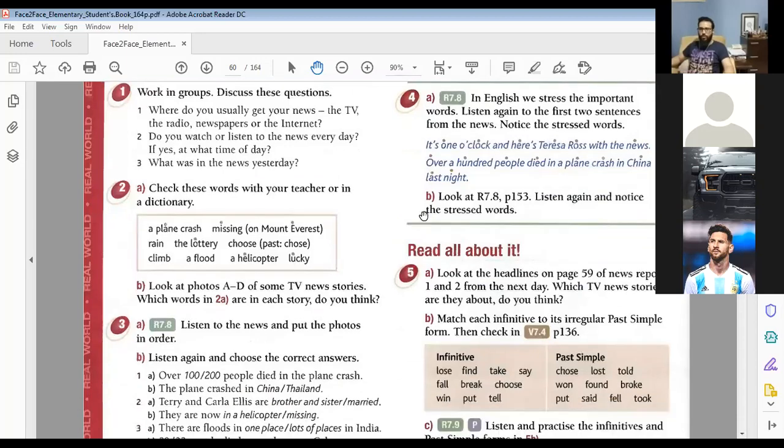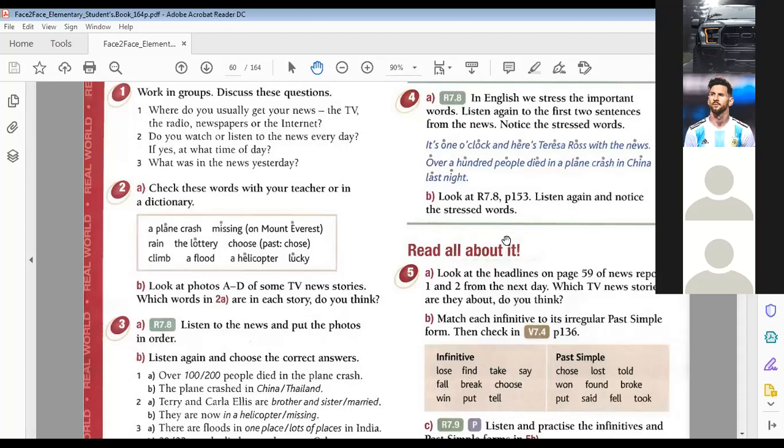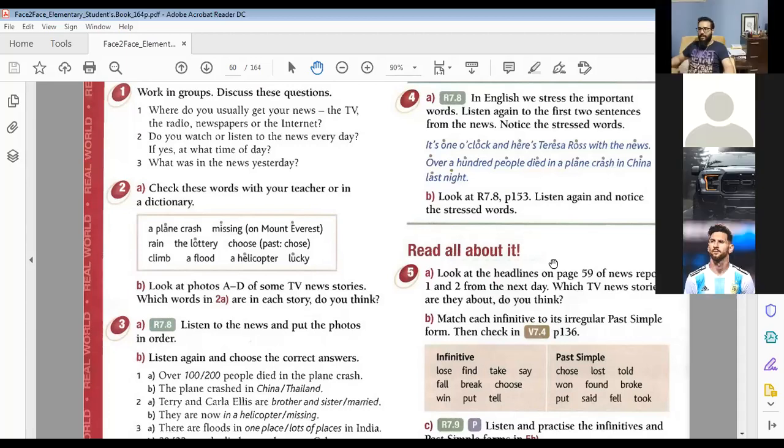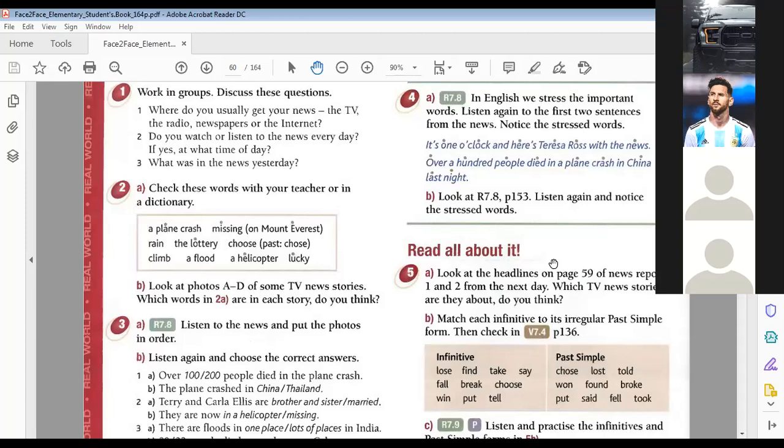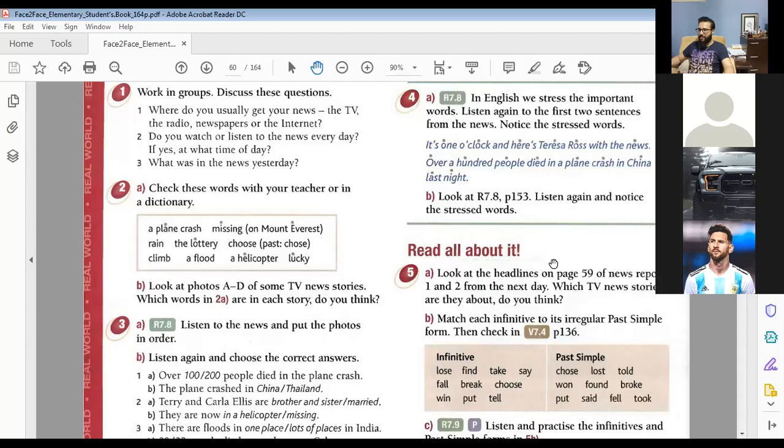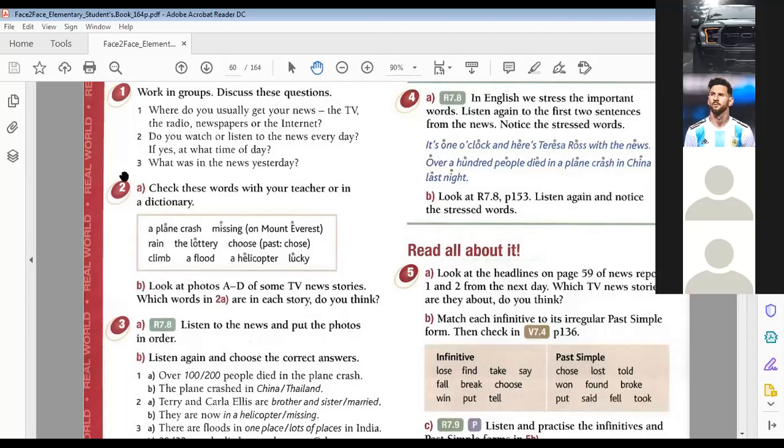It says here, where do you usually get your news? The TV, the radio, newspapers, or the internet? The internet. Najat, the same thing? Do you get your news from the internet? From friends and family. You don't get your news on the internet, you don't see what's happening on Facebook. No. Kilani, what did you say? Internet and TV. Rashid, internet only? Internet and TV. What about you, Hannah? Where do you hear the news? Internet and TV. Okay.